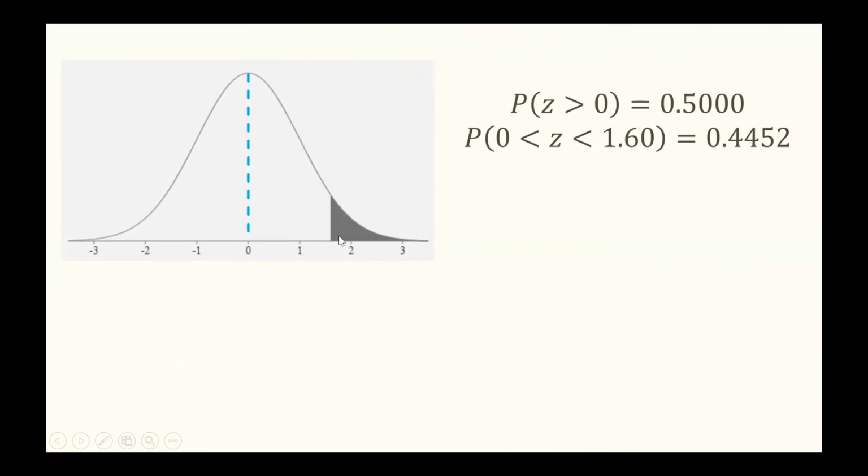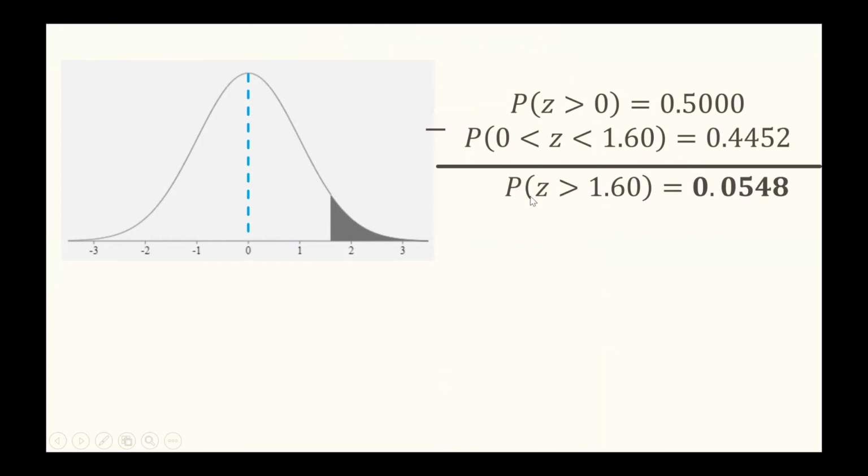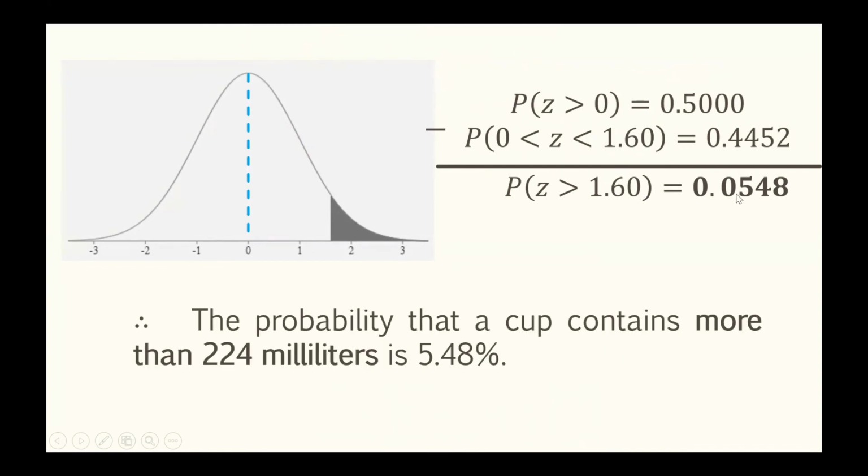So, it's obvious naman na yung shaded portion ay hindi lumagpas sa kalahati ng normal curve. So, we are going to apply case number 3, and that is to get the difference of these two areas. We have the probability of z greater than 1.60, and that is 0.0548. Therefore, the probability that a cup contains more than 224 milliliters is 5.48%. So, konting part lang siya.